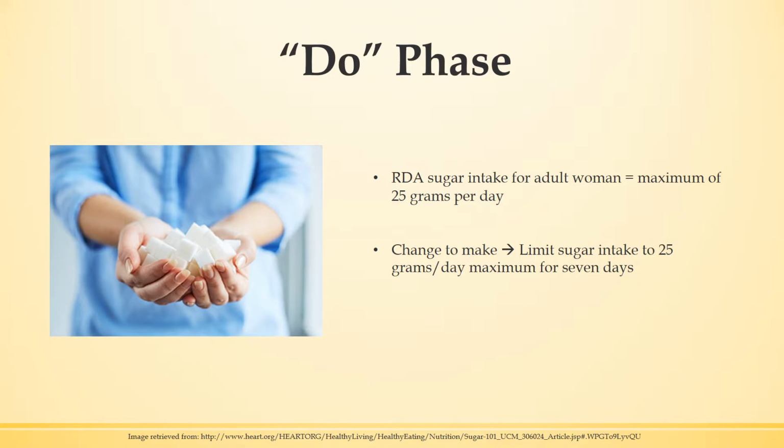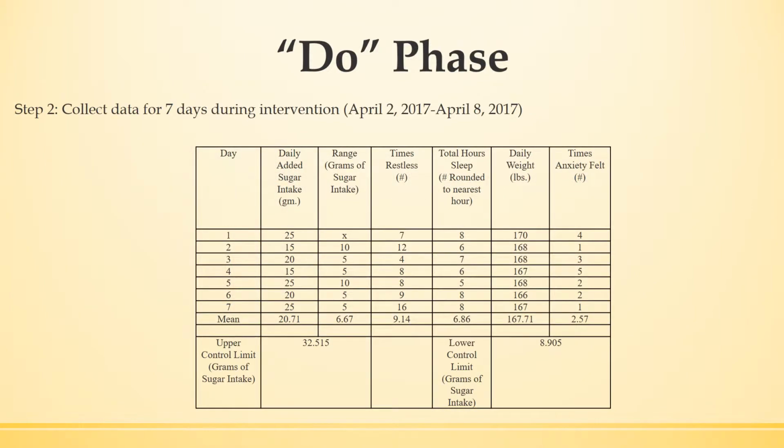I thought it might be a little daunting, but I decided I was going to limit my sugar intake to 25 grams a day at maximum for 7 days. And here's the data for that do phase. I collected data for 7 days during the intervention period, from April 2nd to April 8th, and notated all those values in this chart, and then of course calculated the mean values at the bottom.